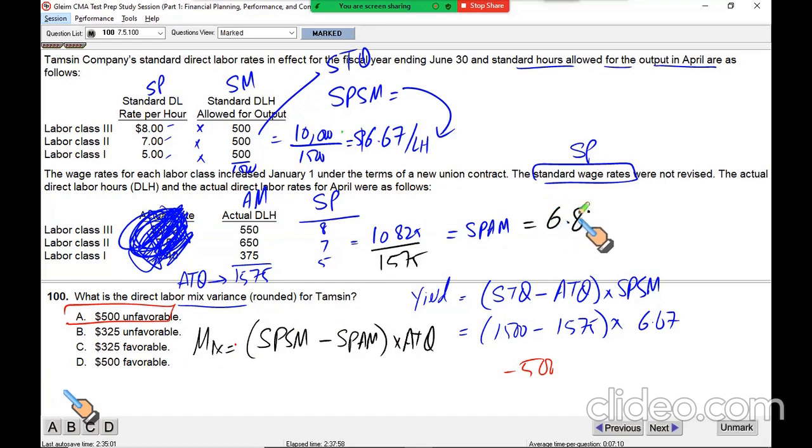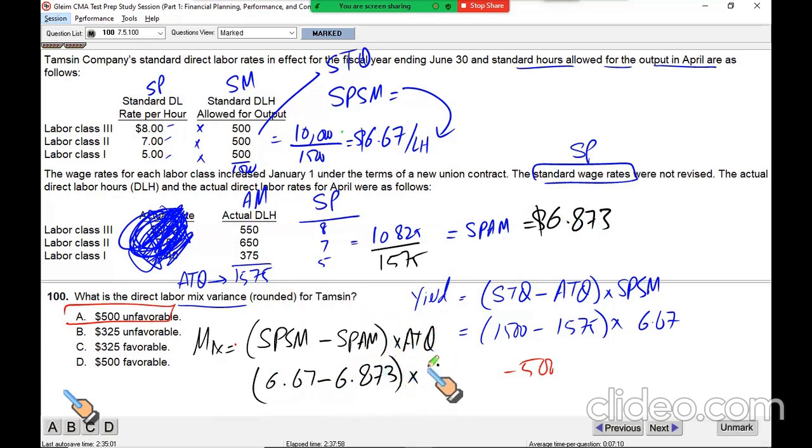Now, this should tell you a lot. Our standard rate was supposed to be 6.67, but since you used more hours of expensive workers, we were supposed to use 500 hours of labor class 3, but we used 550 hours of labor class 3, which are expensive hours. Resultantly, our actual mix average rate is more. So we are going to get an adverse mix variance also. So in this question, yield is adverse and mix is adverse also. Why adverse? Because our standard rate per hour should have been 6.67, but the actual mix is bad. Our average rate has gone up, which means we are going to get an adverse variance.